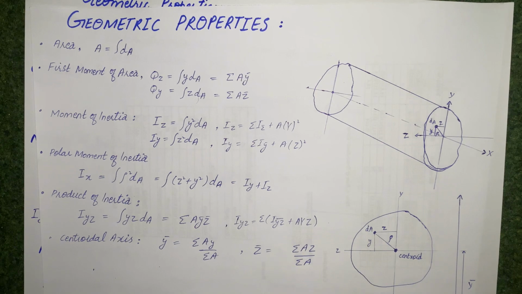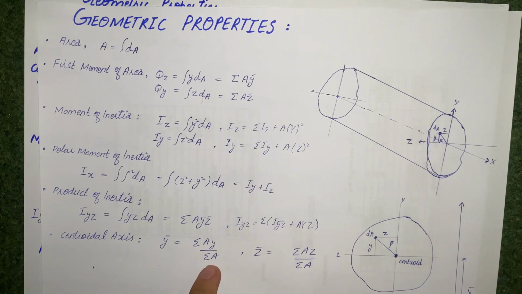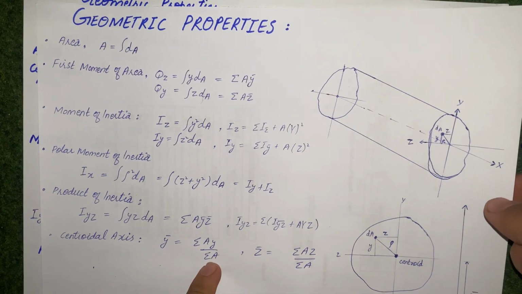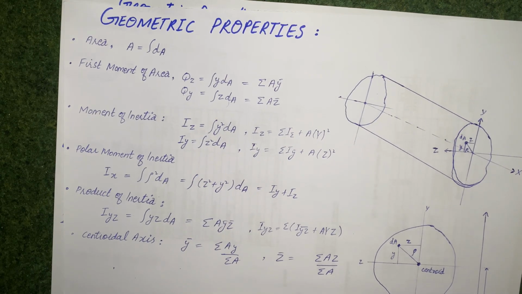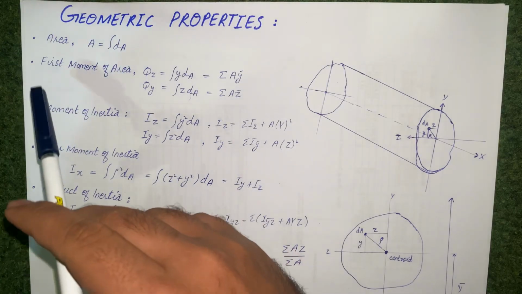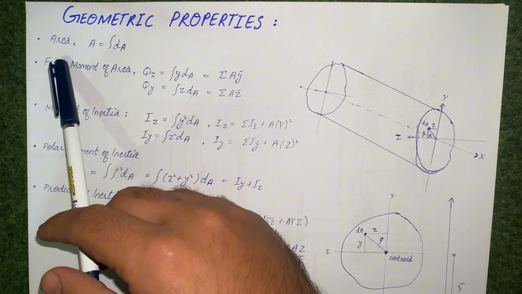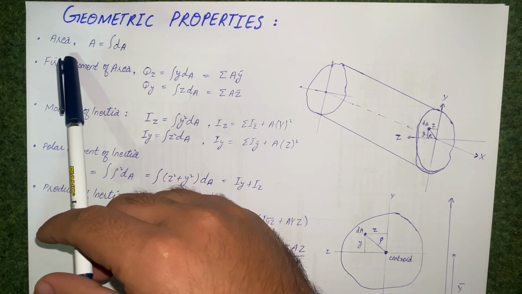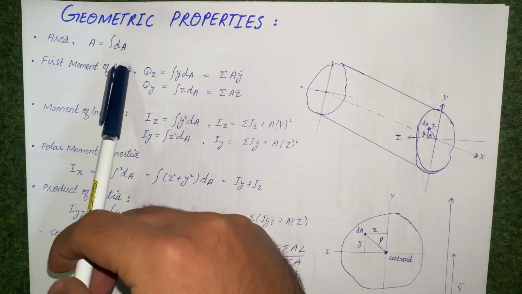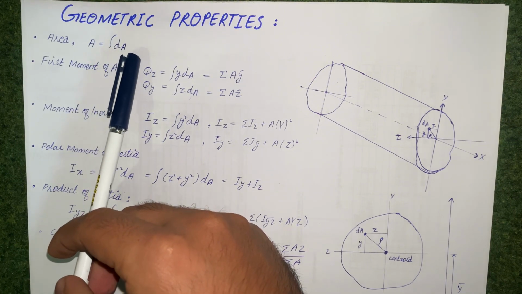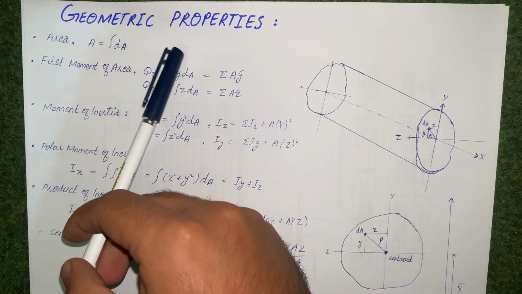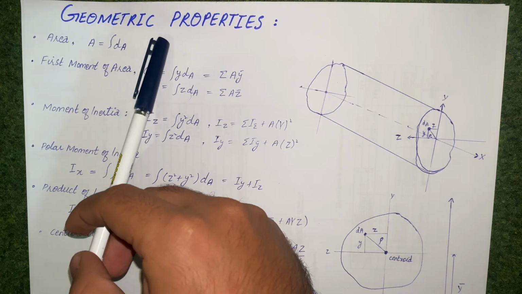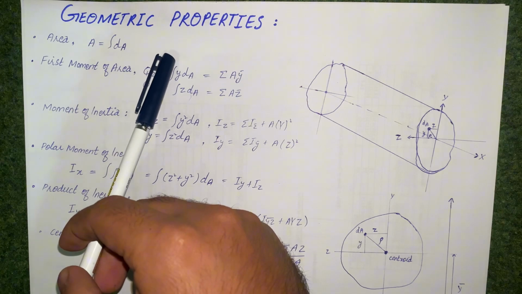So calculation of the geometric properties is required, and we must know how to find these geometric properties and what those geometric properties are. So we have to define the area. In simple words, for example, if we have a square, it's B times H. If we have a triangle, it's half B into H.